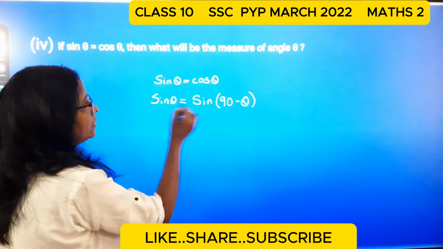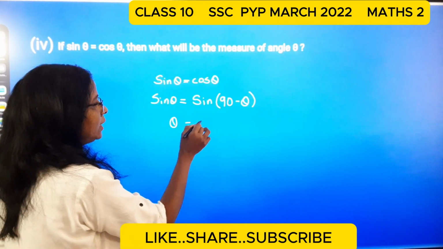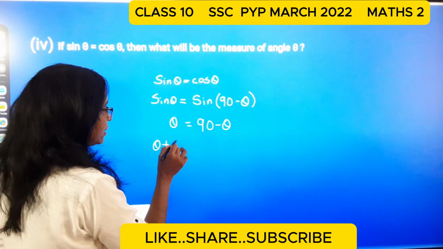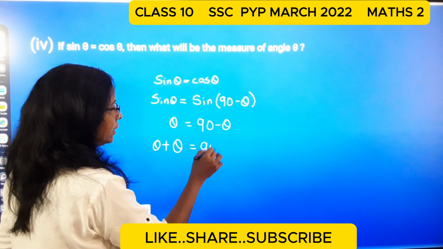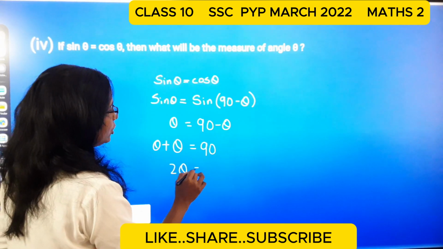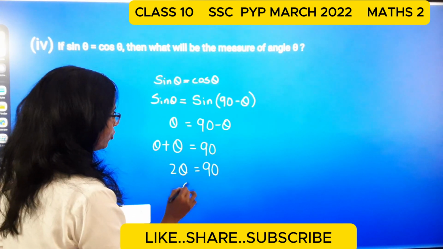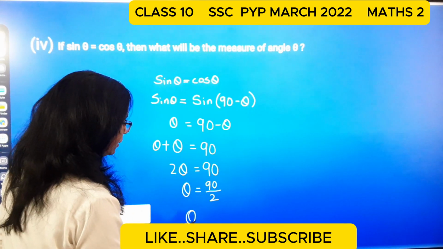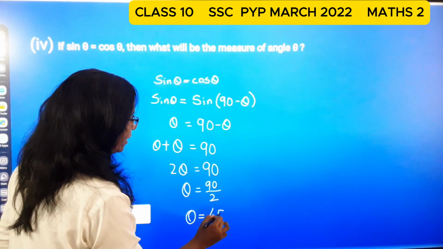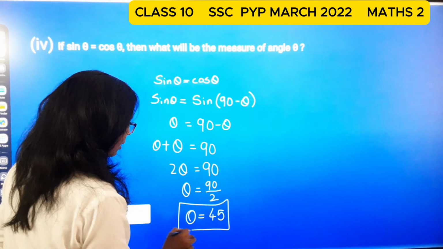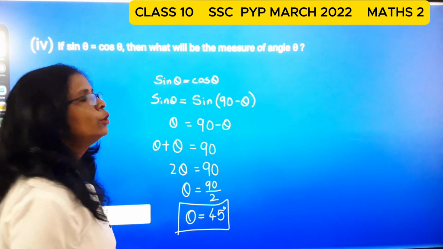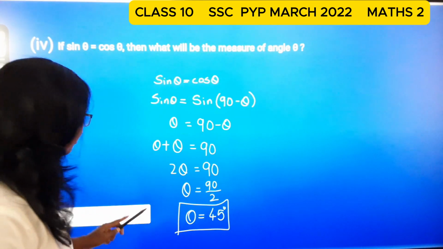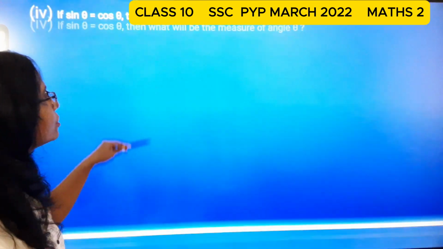Now sine gets cancelled, then we have theta is equal to 90 minus theta. So theta plus theta is equal to 90, and that means 2 theta is equal to 90. So here students, theta is equal to 90 upon 2. That means theta is equal to 45. So theta is equal to 45 degrees. Very easy students. Okay, then next example.